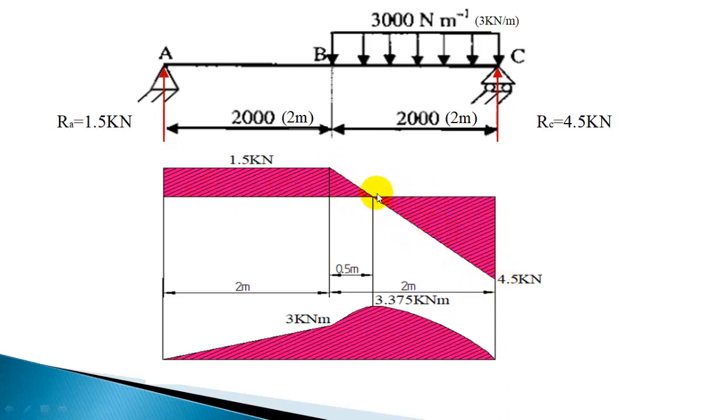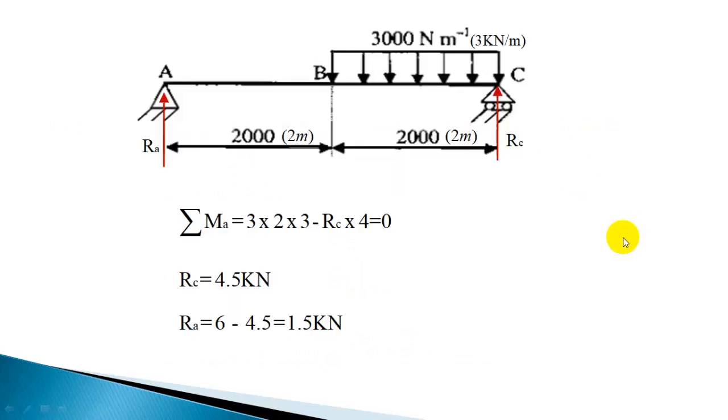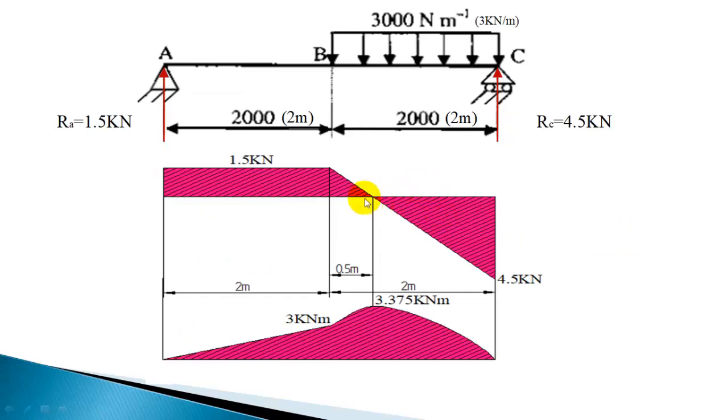And again you have a change of sign for shear force under this UDL, and here you can expect a peak. Now we have to find out at what location the maximum bending moment occurs. We are not interested in the peak bending moment value, but you need to find out the distance. To find out the distance, this shear force here is 1.5, here it is 4.5.